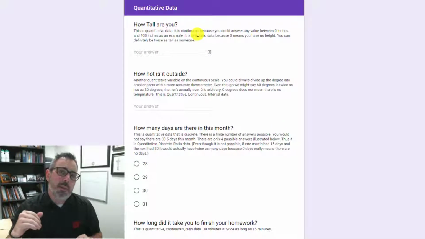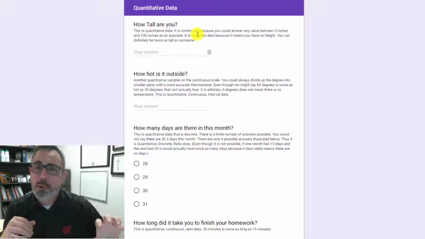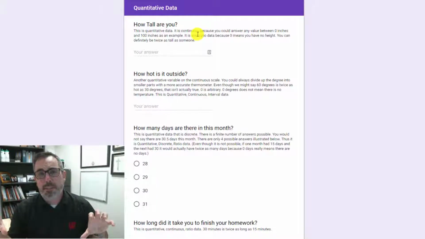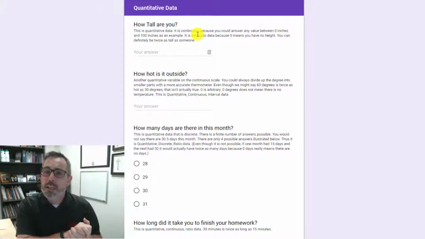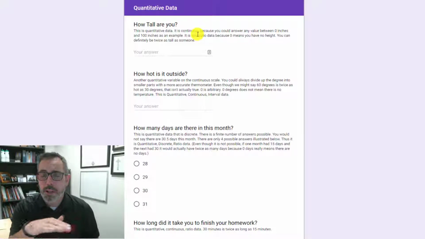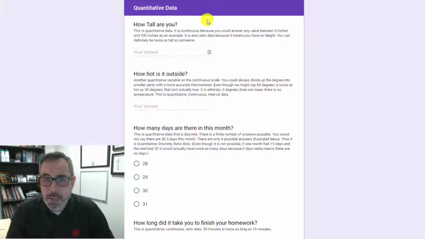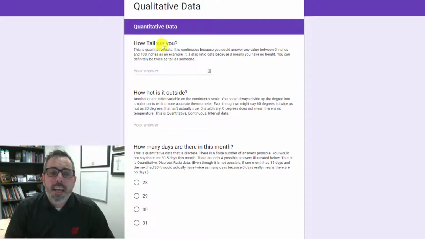We also talk about the difference between ratio or proportional data versus interval data. Ratios really depend on 0 meaning something and not just being kind of an arbitrary mark. And I'll show you an example. It's probably one of the most common examples. If I ask how tall you are, that is quantitative data because you're going to give me a result that is a quantity. It's a number.